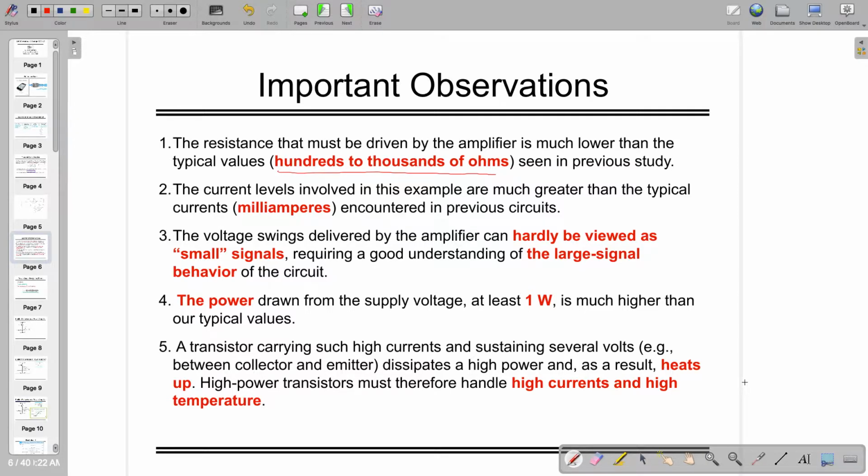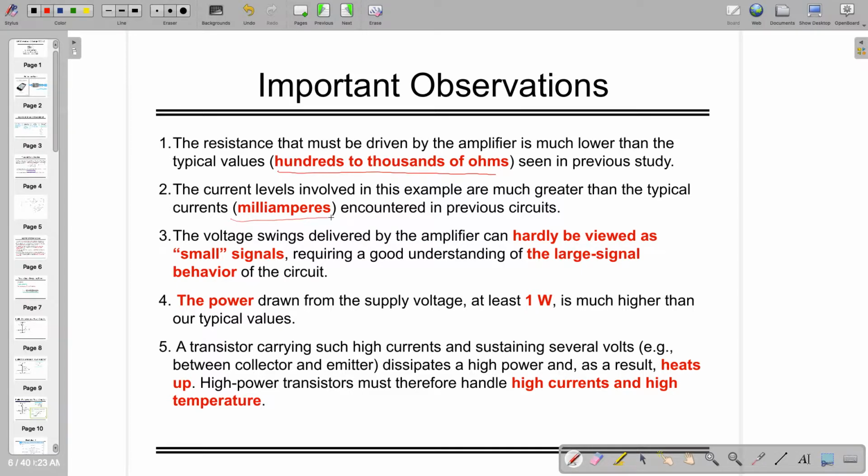The next part is that the current requirement is not in micro, it's much higher than the typical currents, which is milliamps. So it will be around 500 milliamps, and it can even go in amperes. This is just for your information, to know what sort of units you need to deal with when you are in a power amplifier. And as the voltage swing delivered by the amplifier can hardly be viewed as small signal, we need to understand the whole behavior as a large signal.